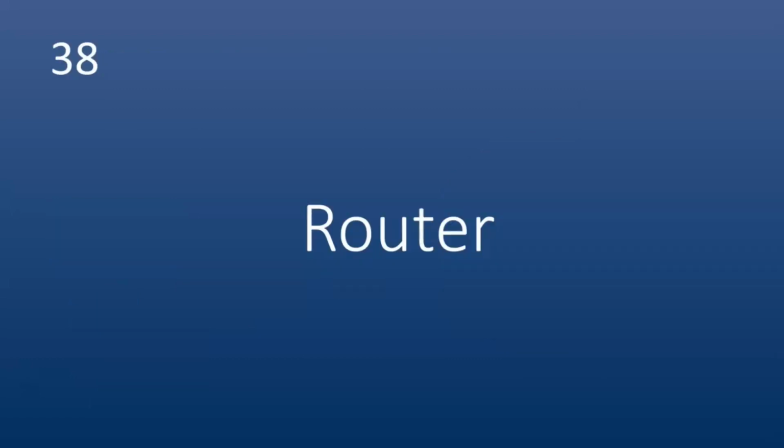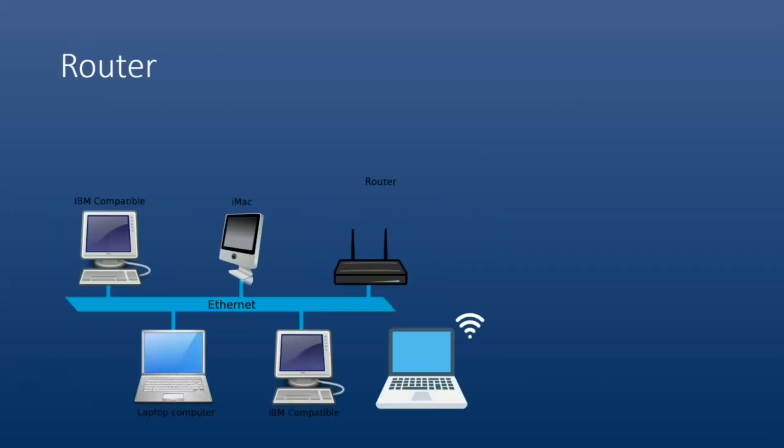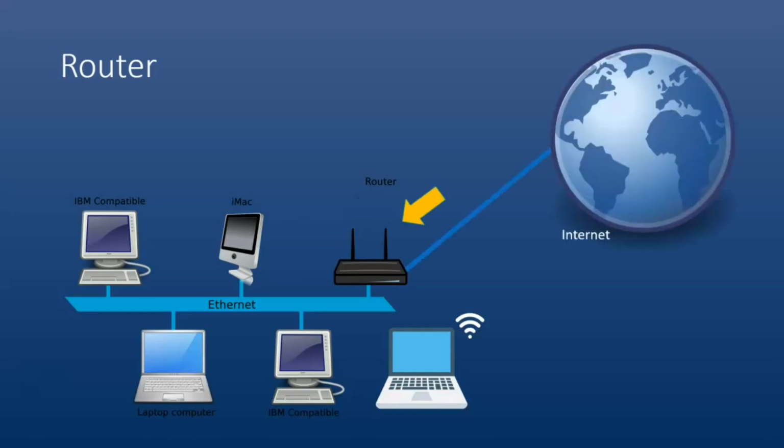Router. In a home, school, or company network, a router is the device that transmits data packets between the network and the internet. In the home environment, the router is usually also the device that provides Wi-Fi.